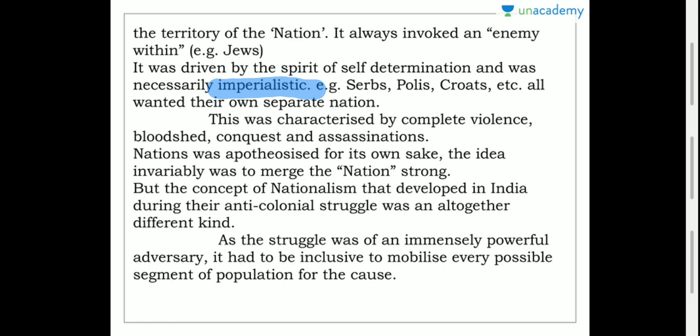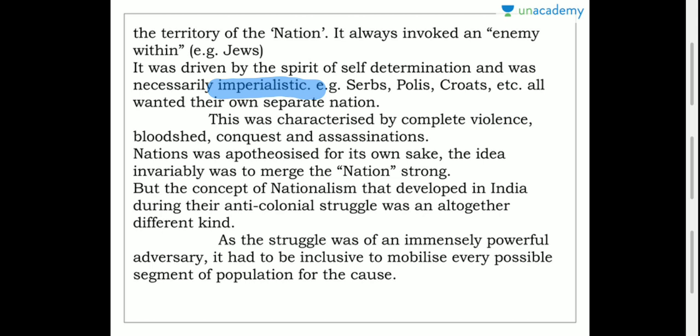For example, the Serbs, they wanted to have a separate nation for themselves, Serbia. Poles, they wanted to have a separate nation for themselves, that is Poland. Croatia, उनको Croatia चाहिए था. And all of them, they were wanting a separate nation. And this was characterized by complete violence that was taking place, complete bloodshed that was taking place, or conquest or assassination.